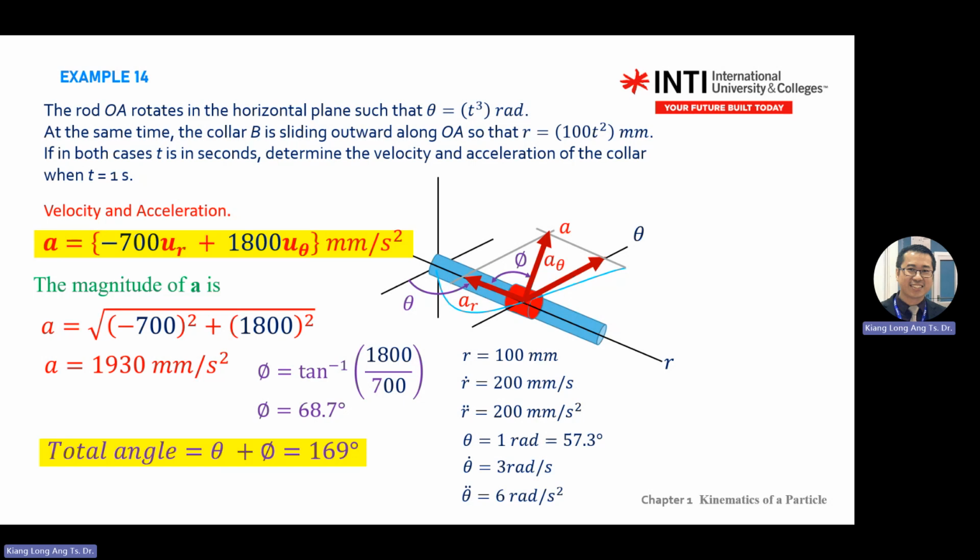So how many angles has A already moved? So you must add 57.3 plus the original angle. So the total is 169. Okay. This one plus this one, what do you get? Oh, I copied wrong already. How did I get 169? Minus 68.7, 100 something.